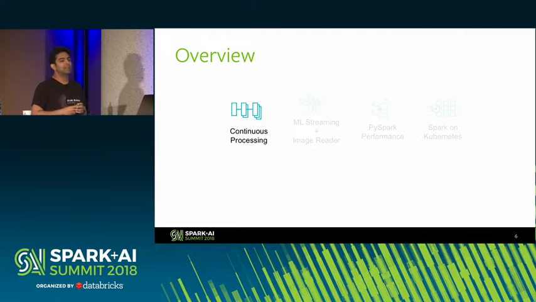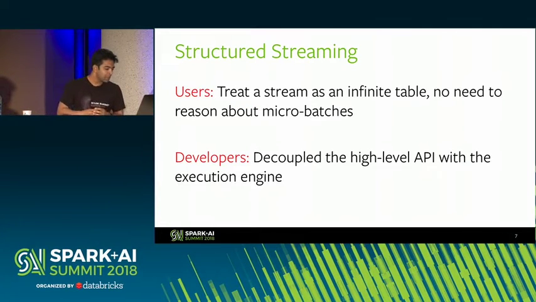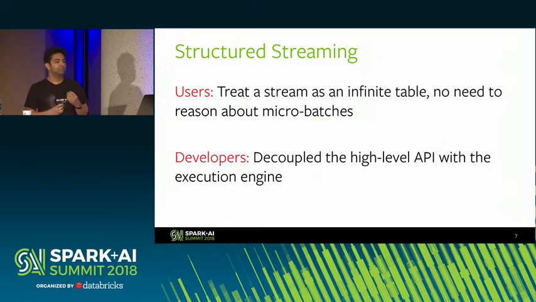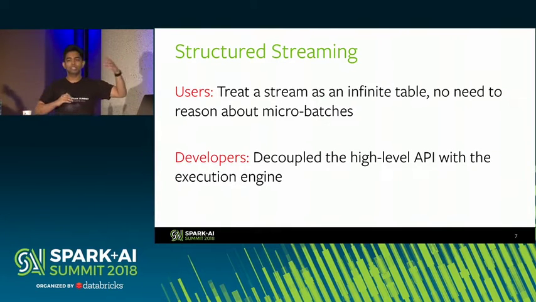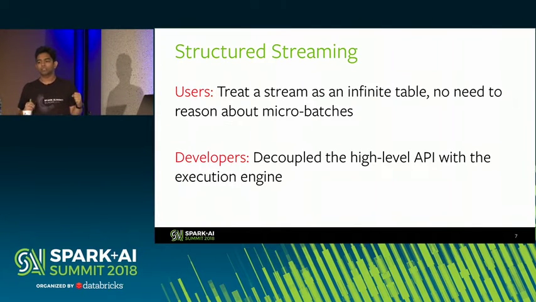All right, so let's get started with continuous processing. Spark streaming was actually introduced in Spark 2.0. And this was a whole new effort of decoupling the high-level API that the user sees from Spark's micro-batch execution engine. Now, this actually meant 2 things.